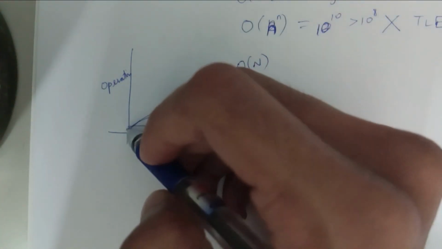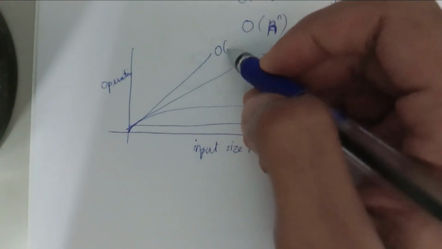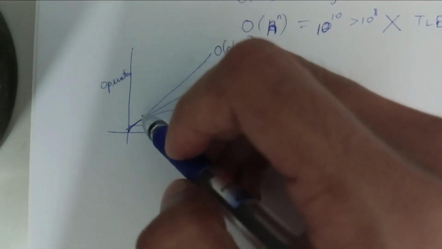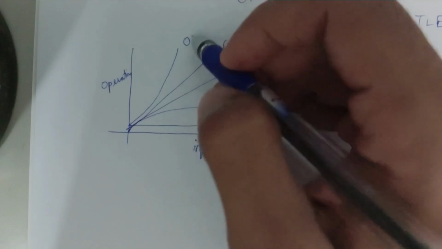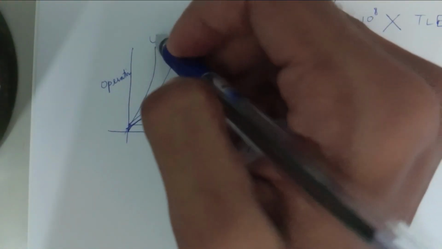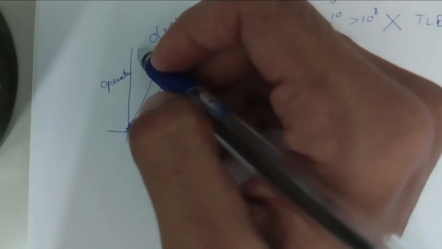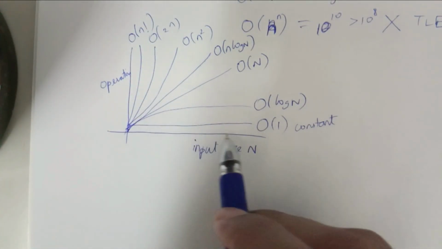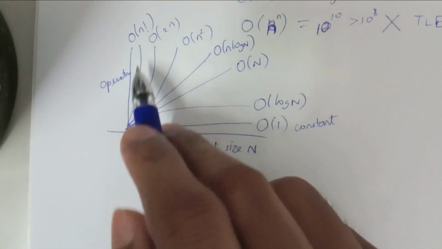And then we have big O of n log n and big O of n square, 2 power n, and at the end big O of n factorial. So this is the best time complexity and this is the worst time complexity.